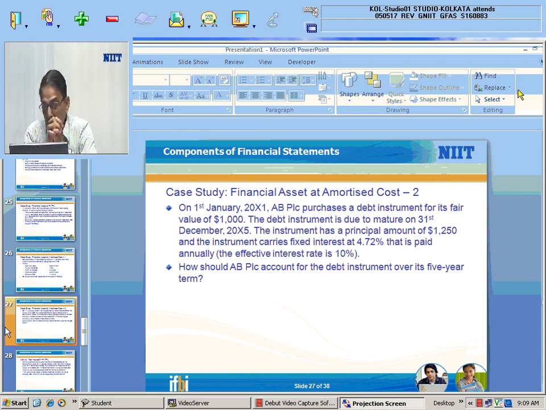So we look at the solution of this particular case study, how a debt instrument which has been purchased for a fair value of 1,000 with a 5-year term, the principal amount is 1,250, which will be received on maturity, and interest will be received at 4.72% each year. The effective interest rate is 10%, so you have to amortize using the effective interest rate of 10%. So let's look at the solution.